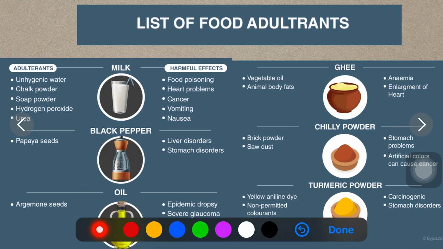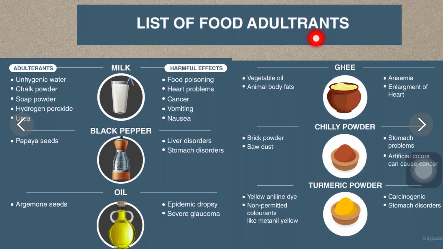Now student, let us see some more food adulterants. So here are the adulterants, the foodstuffs and their harmful effects. First one is milk. I had told you, unhygienic water, chalk powder, soap powder, hydrogen peroxide and urea can be used as adulterants. The side effects will be food poisoning, heart problems, cancer, vomiting and nausea. Nausea means feeling like vomiting.